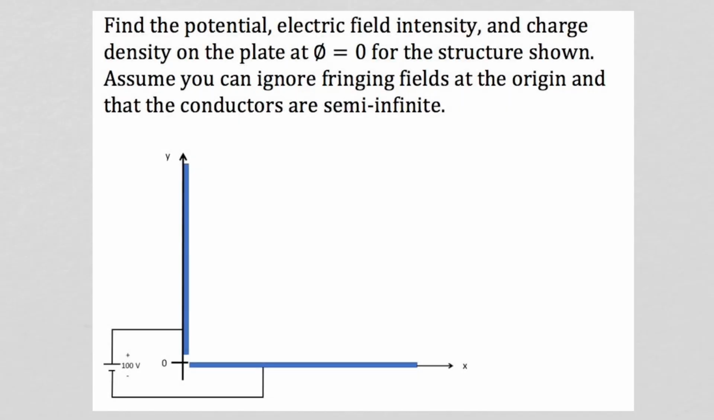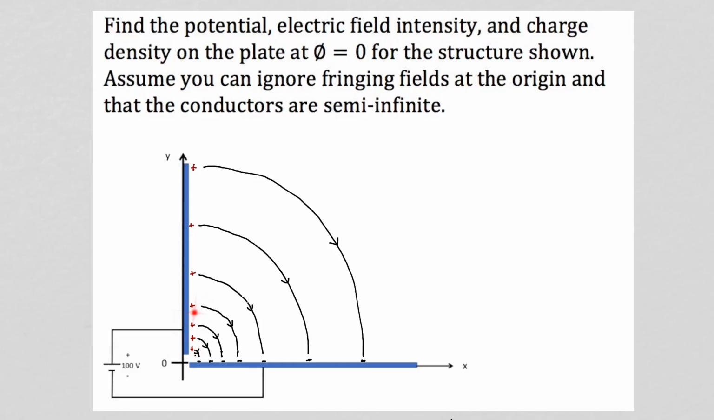In this problem, we're given two semi-infinite planes. One is the phi equals 0 surface, the other is the phi equals pi over 2 surface, but there's a small gap between them to keep them electrically isolated. 100 volts is applied as shown, so the phi equals pi over 2 plate will charge up positively and the phi equals 0 plate negatively.